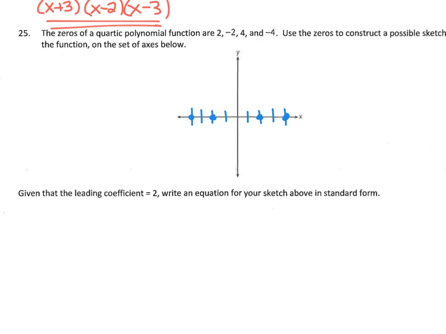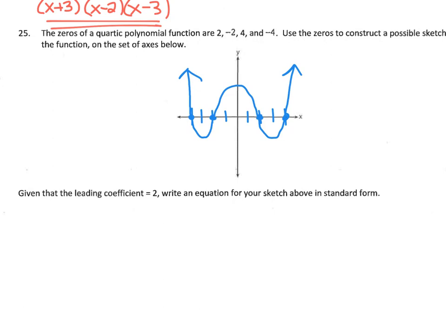Okay, I mean, it doesn't say in this part whether the leading coefficient is positive or negative. So you could sketch this either one of two ways. Okay, so you could either have it opening down, like I do here, or you could have it opening up, like I do here. Okay, so then the next part says, given that the leading coefficient is 2, write an equation for your sketch above in standard form. Okay, so if the leading coefficient is 2, just to point out, our graph would be opening up.